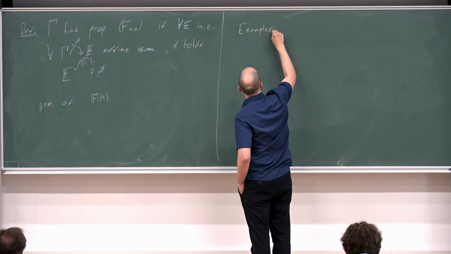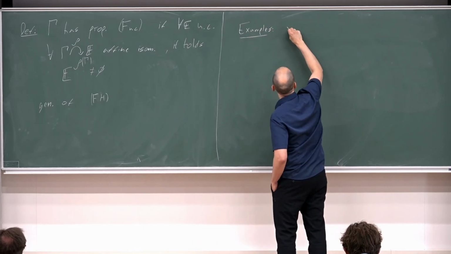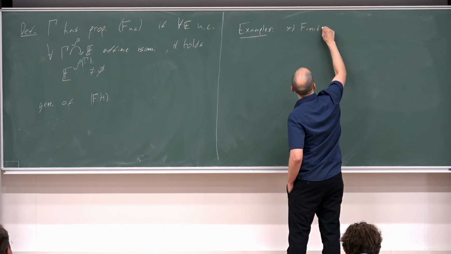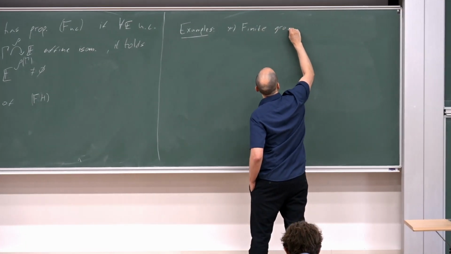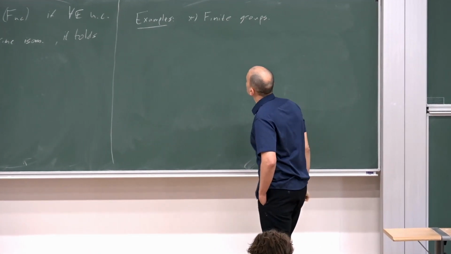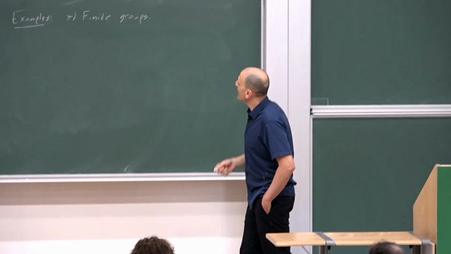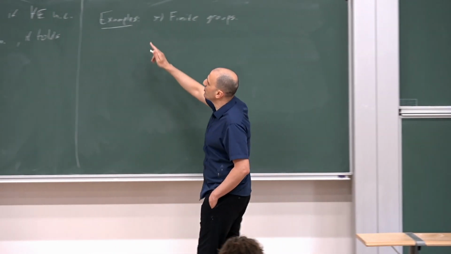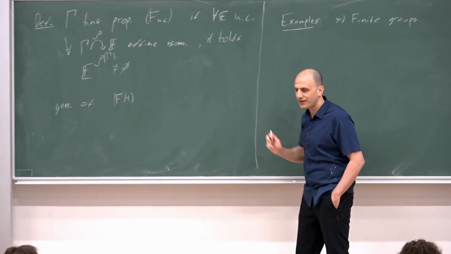So, the silliest thing is finite groups, right? But that's cheating. Now we got to the more sophisticated. So these are the examples of groups that have this property.